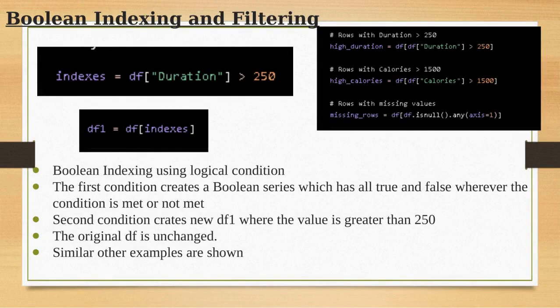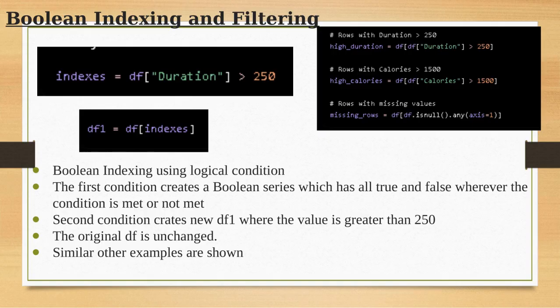In this section, we will learn one of the most commonly used techniques in pandas, Boolean indexing. Boolean indexing allows us to filter data based on one or more conditions without modifying the original data frame. The first step is to create a Boolean series. This statement does not return the actual rows. Instead, it creates a Boolean series containing True and False values. True indicates that the condition is satisfied. False indicates that the condition is not satisfied.